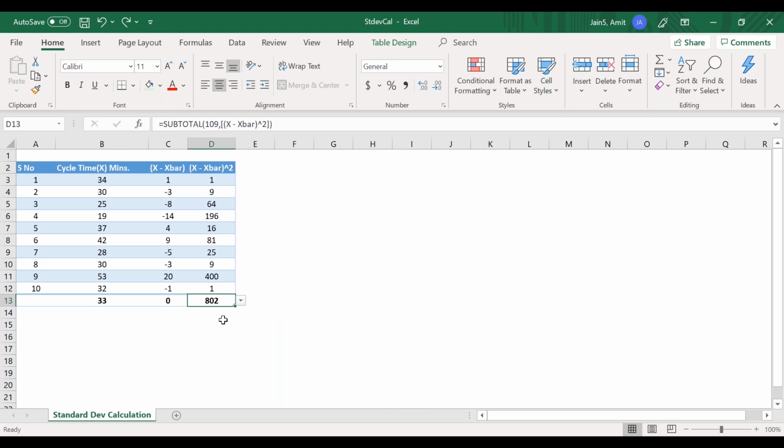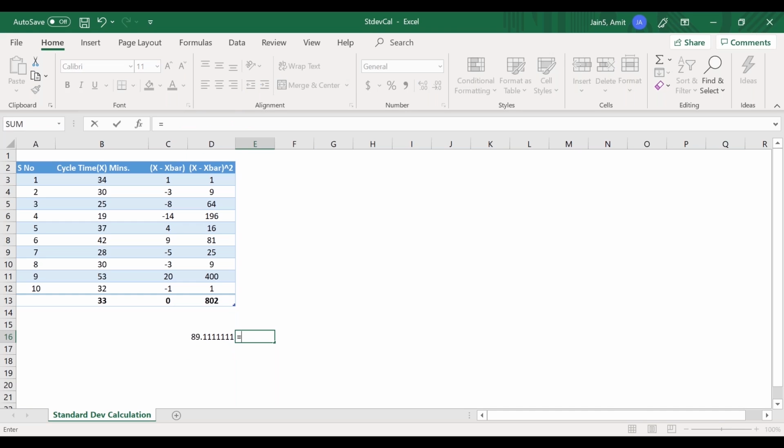That's a formula. That becomes the numerator, and the denominator is n minus 1 if you're doing it for a sample. The square root of this becomes the standard deviation. So the standard deviation is 9.43. What that means is there can be a variation of 9.43 every time we are processing a new claim, within the mean.